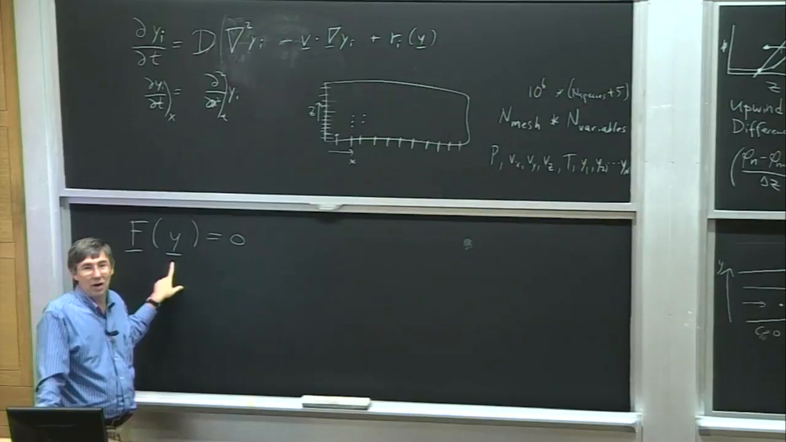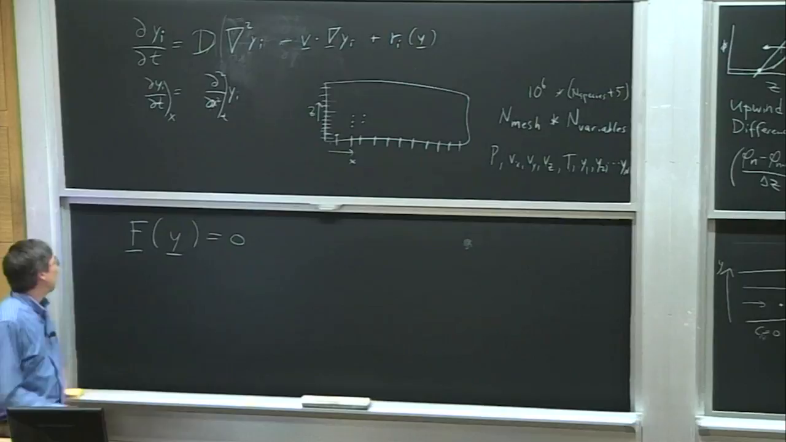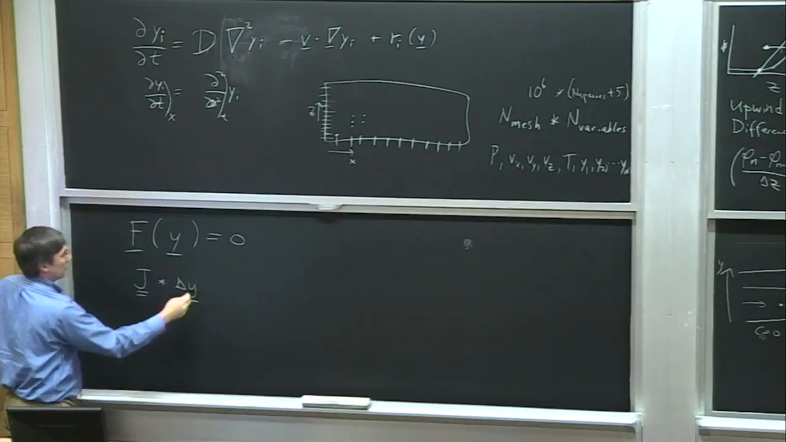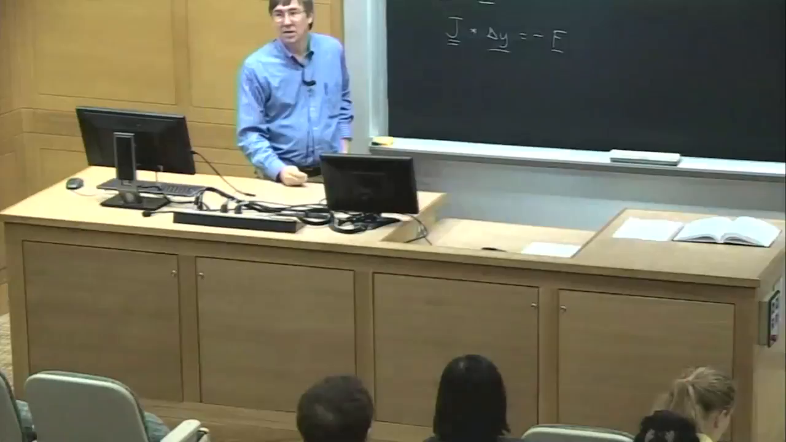The problem is my computer can't handle an infinite number of unknowns. In fact, it's even going to have trouble with 100 million unknowns. So I have to figure out what to do. How would I solve this? Normally I would take the Jacobian of this, take an initial guess, and update it. I'd have the Jacobian times my change from the initial guess equal to negative f. You guys have done this a million times. That's Newton-Raphson, how you find an improved solution from an initial guess.